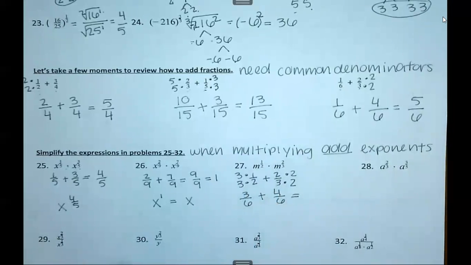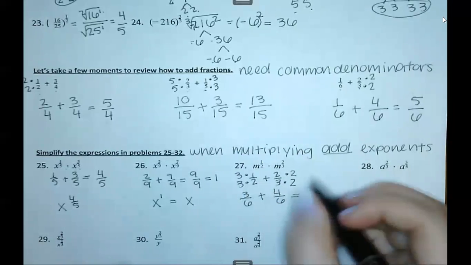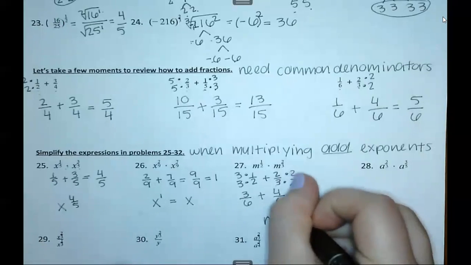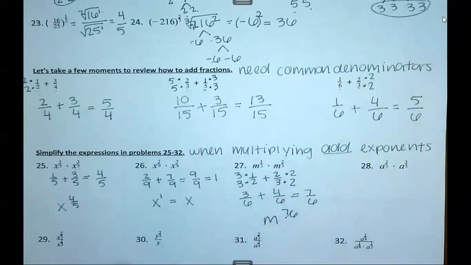And now that we have that common denominator, we can add them. So I would add 3 plus 4 would give me 7/6. So when multiplying m to the 1/2 times m to the 2/3, we would end up with m to the 7/6.